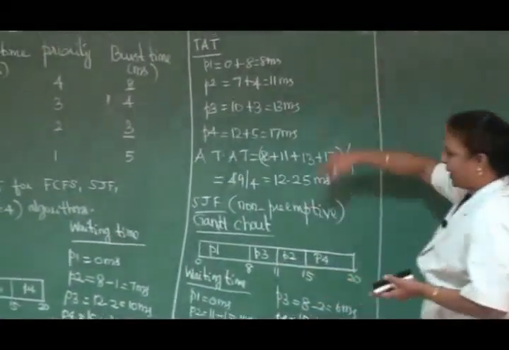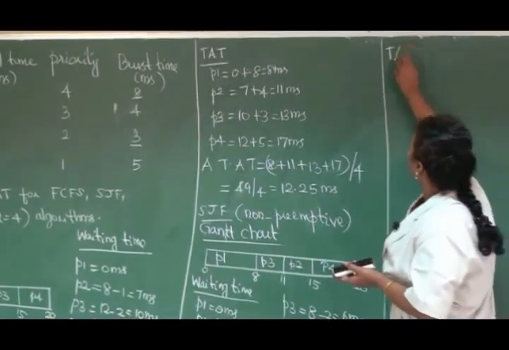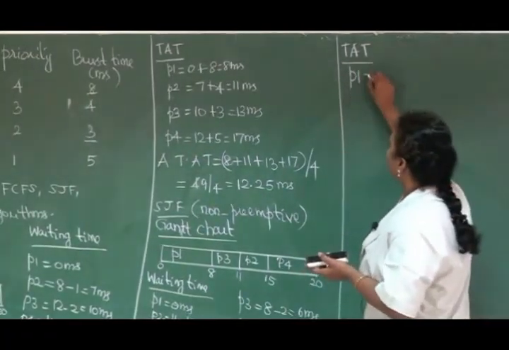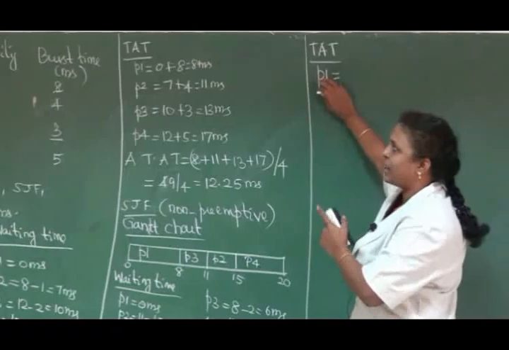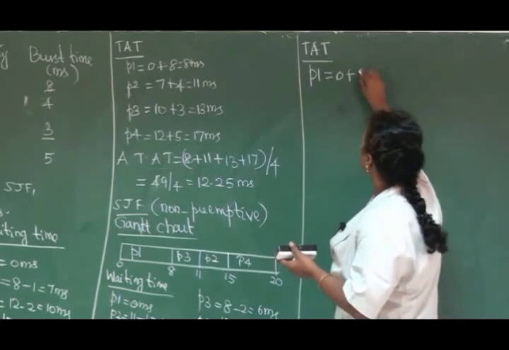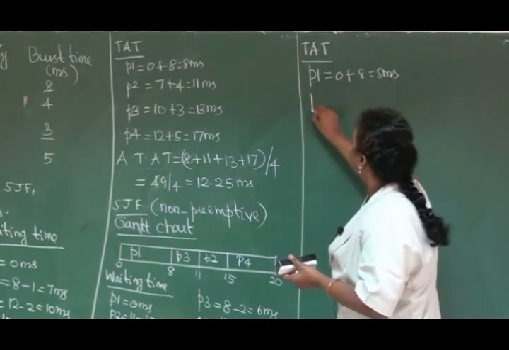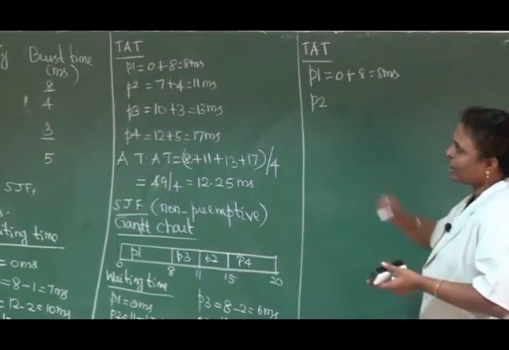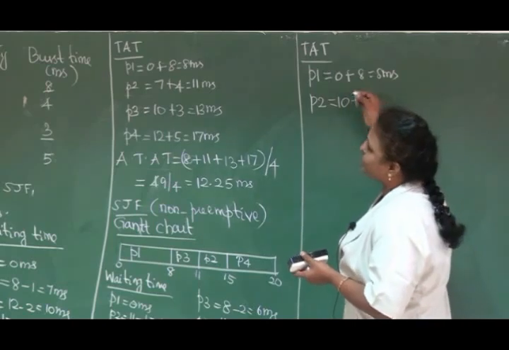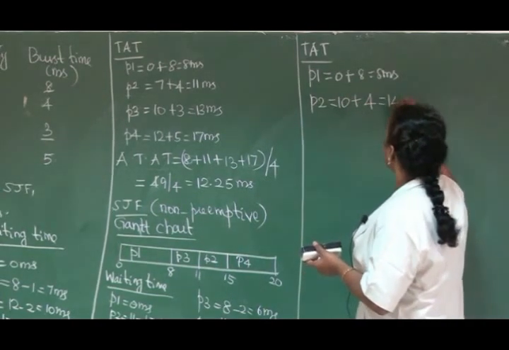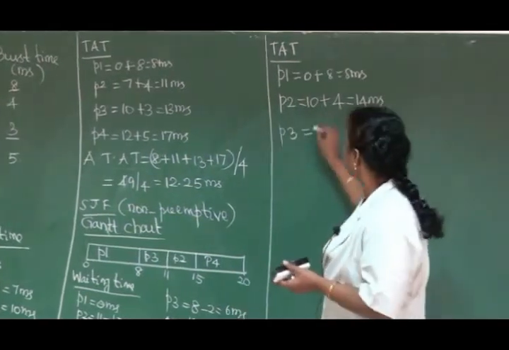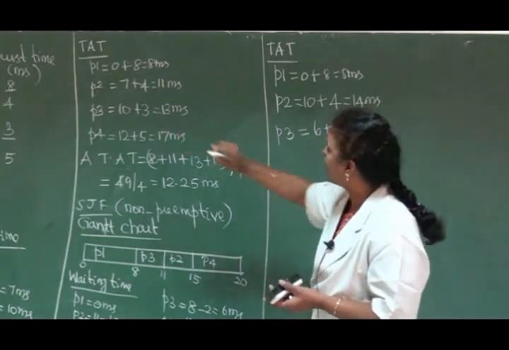Now we have to calculate the turnaround time. Turnaround time is nothing but the waiting time of each process added to its burst time. So the waiting time of P1 is 0 and its burst time is 8. So 8 milliseconds. The waiting time of process P2 is 10 milliseconds. Its burst time is 4. So 14 milliseconds.